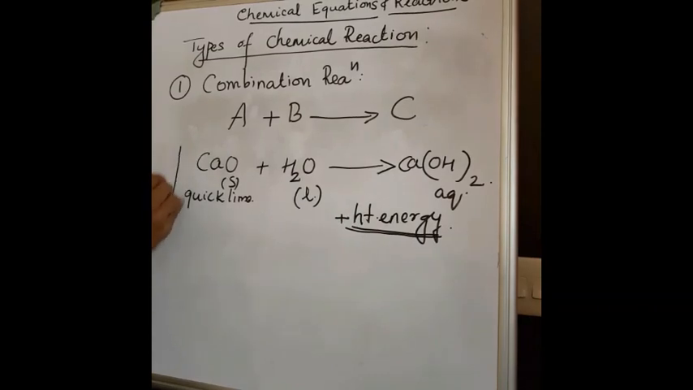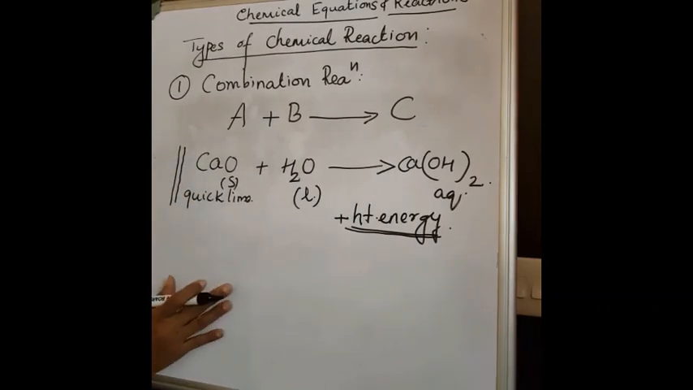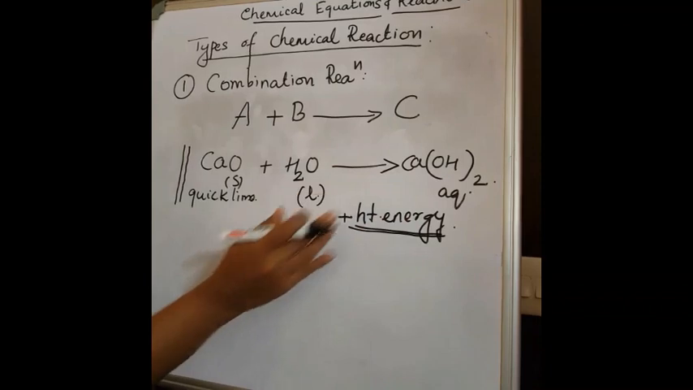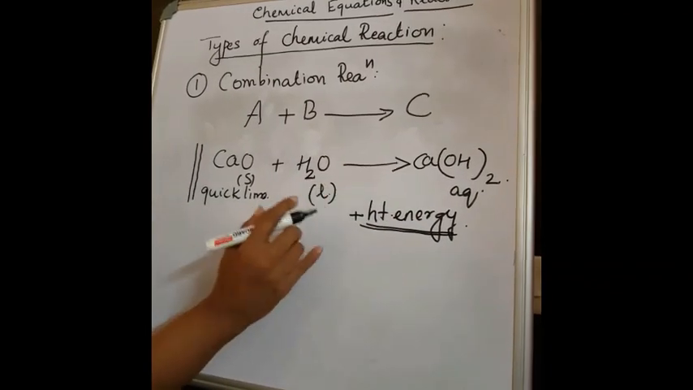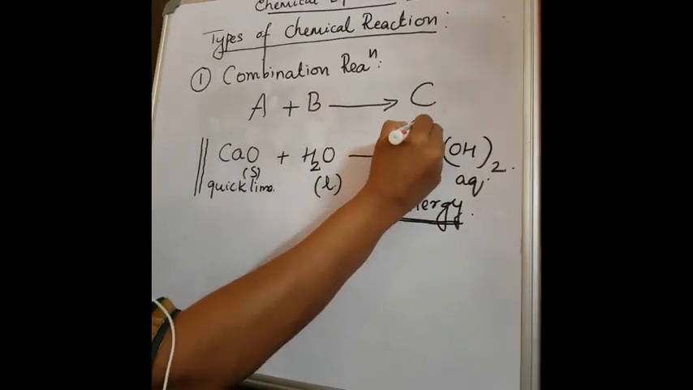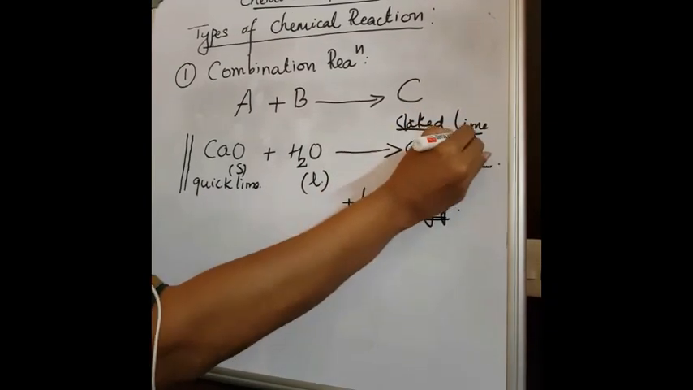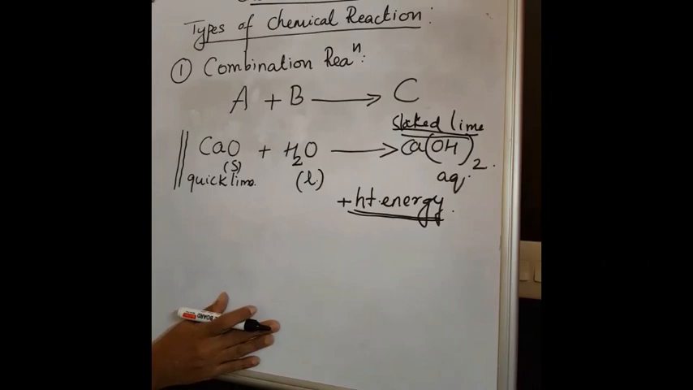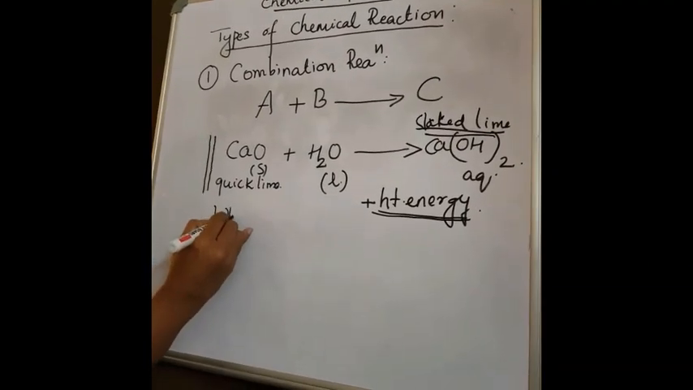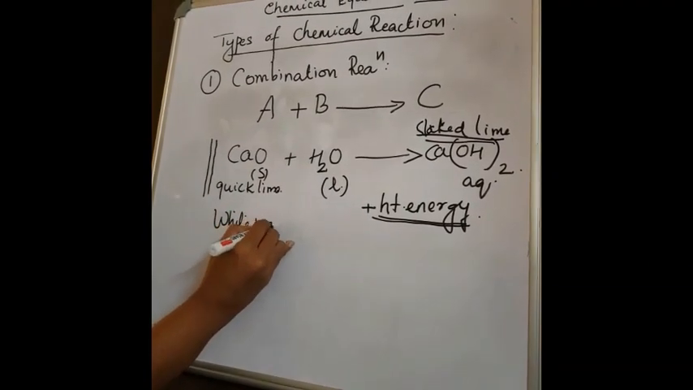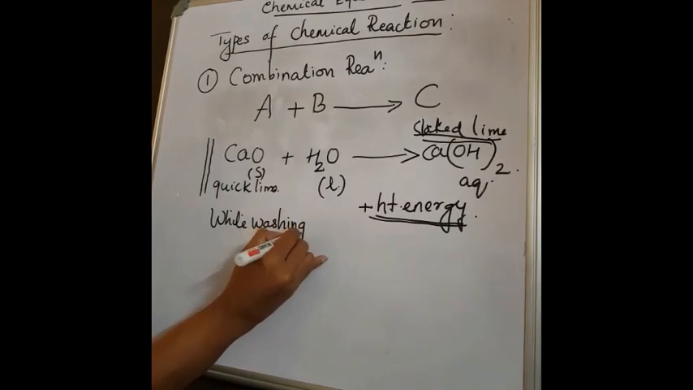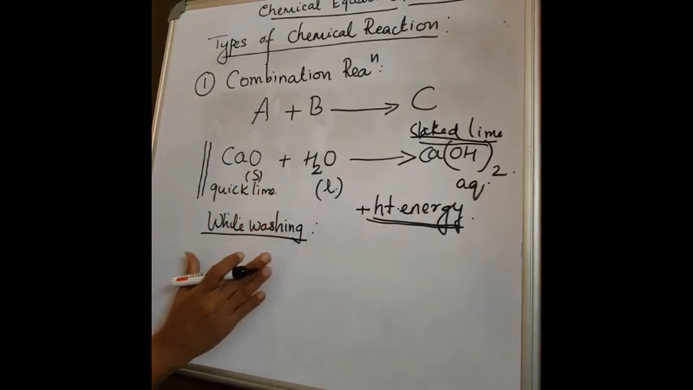Now, this reaction has some industrial application, you know. What is this calcium oxide? This is called slaked lime. You know for what purpose slaked lime is used? It is used for whitewashing. You know what whitewashing is, right? Okay. Now, what happens in whitewashing?